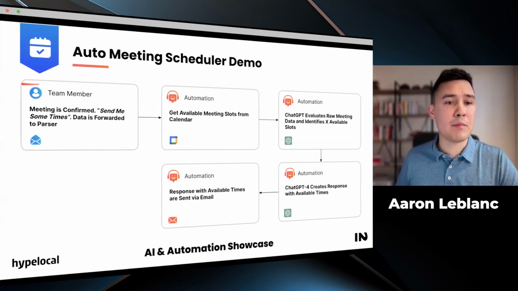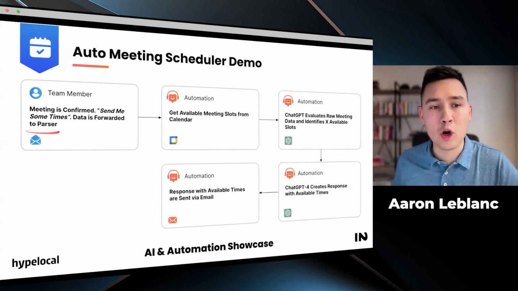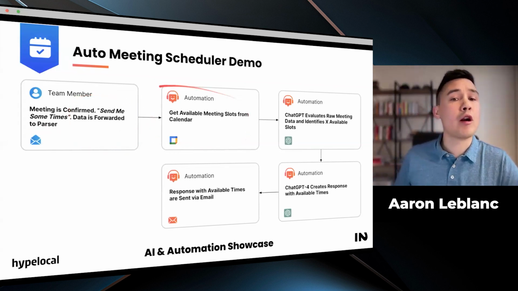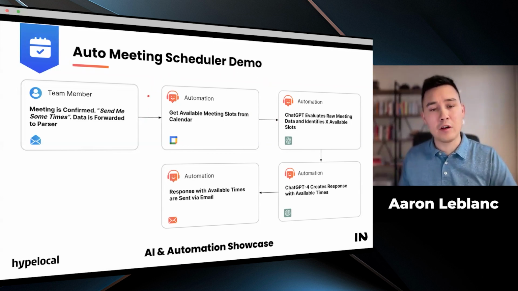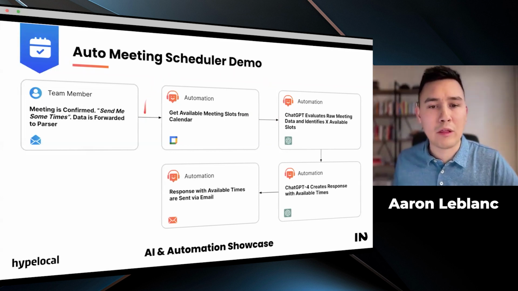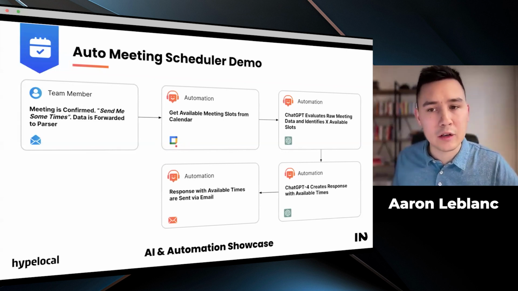For example, the team member gets an email, meeting is confirmed, send me some times, okay? That data is then forwarded to the parser. So we forward again, the parser is the trigger, or an inbox is a trigger. What our automation is going to do is get the available meeting slots from our calendar via API, whether that's Google Calendar, Outlook, or some webmail calendar.